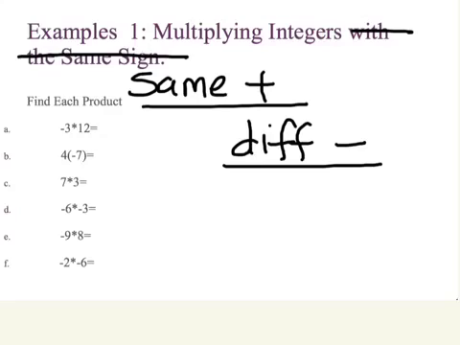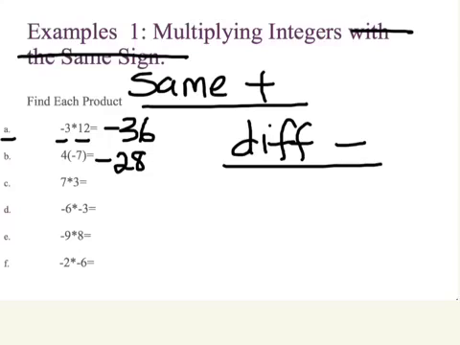So here, when I'm multiplying in part A, negative 3 times a positive 12, the expectation is that my answer is negative because those signs are different. And then I just proceed with multiplication as I usually would. 3 times 12 is 36, so the answer to negative 3 times 12 is a negative 36. Similarly here, the signs are different, my answer is going to be negative. Go back to your multiplication tables, 4 times 7 is 28, and so that's what I get.